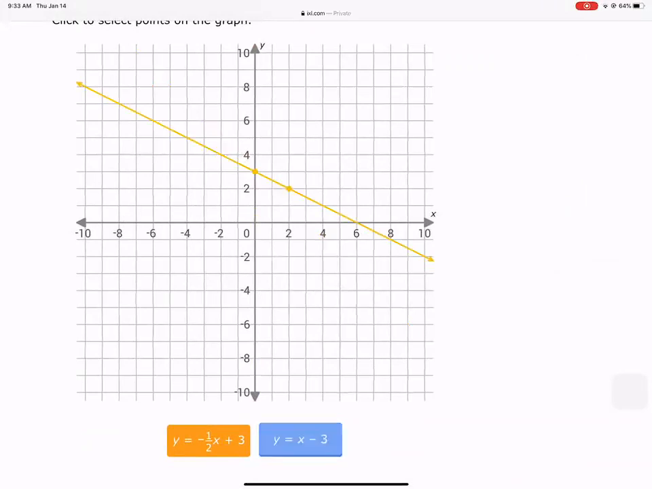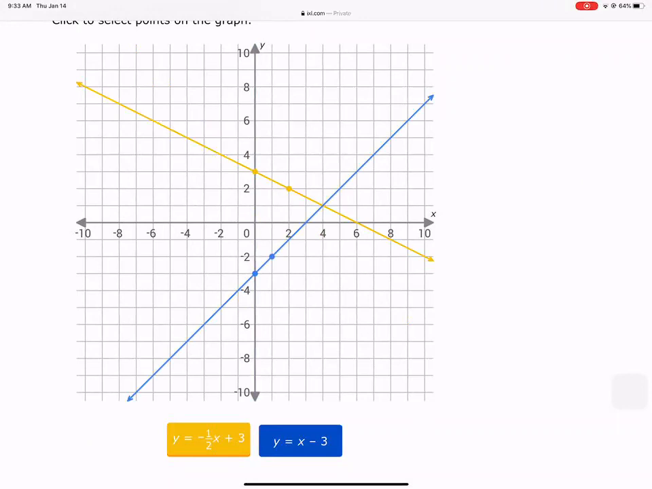Let's graph the second one, blue. My y-intercept here is -3. Not the -3 over here, that's the x-intercept. Slope-intercept gives me the y-intercept, so we're over here. It's -3, and the slope is an invisible 1. 1 over 1. Up 1, over 1.